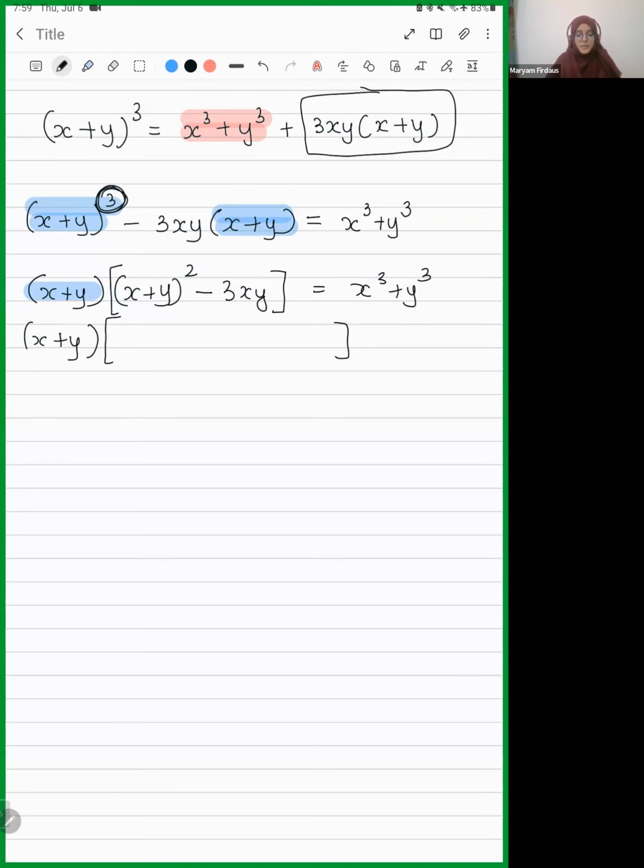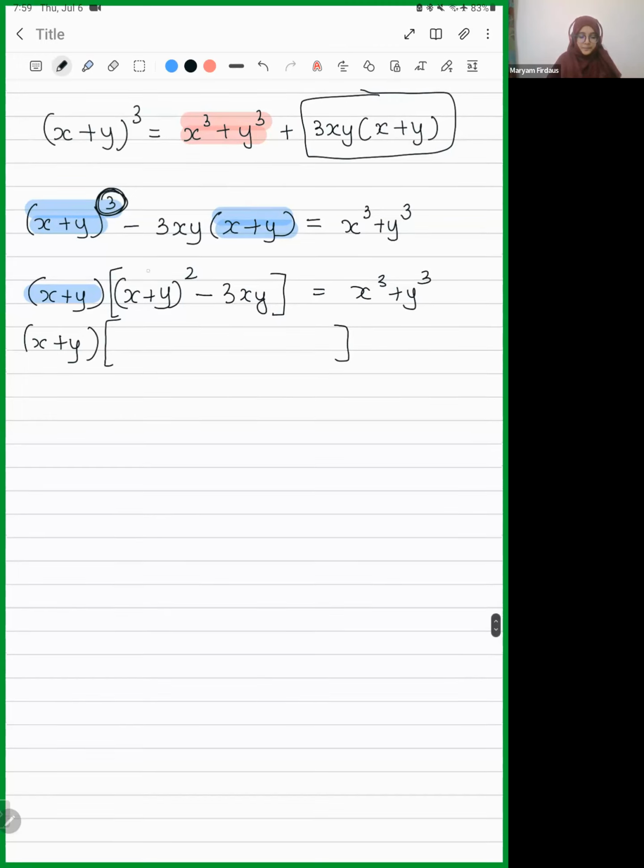Okay. So x plus y whole squared. You guys know the expansion of x plus y whole squared? X squared plus 2xy plus y squared. Very good. X squared plus 2xy plus y squared. Now we are left with this minus 3xy. Okay. And the RHS I'm going to copy as it is.